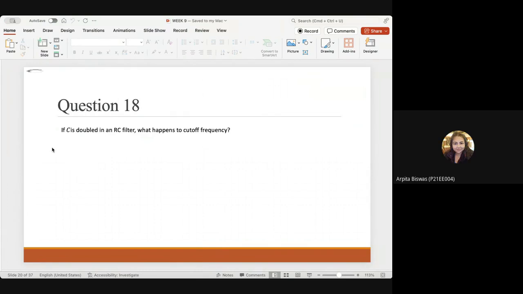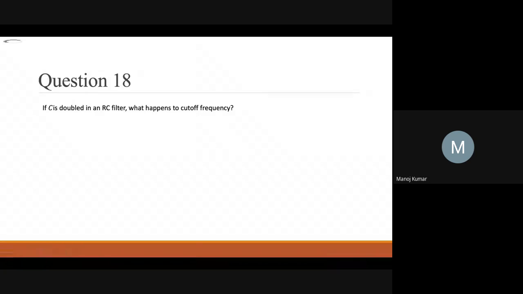Okay. So this is question number 18. C is doubled in the filter. What happens to the cutoff frequency? Becomes half. Can you explain a little bit how it is half? Generally, cutoff frequency is equal to 1 by 2 pi RC. So if we double C, converting C into 2C, the value becomes 1 by 2 of the already existing value. So the cutoff frequency becomes half.